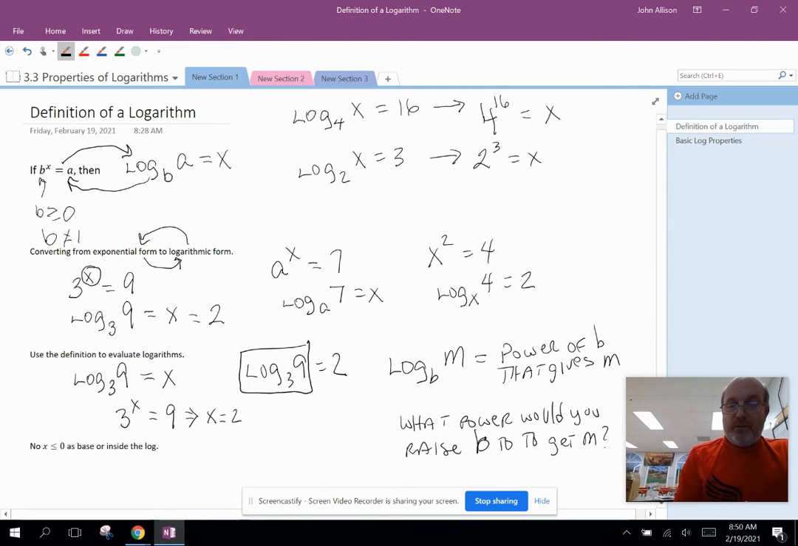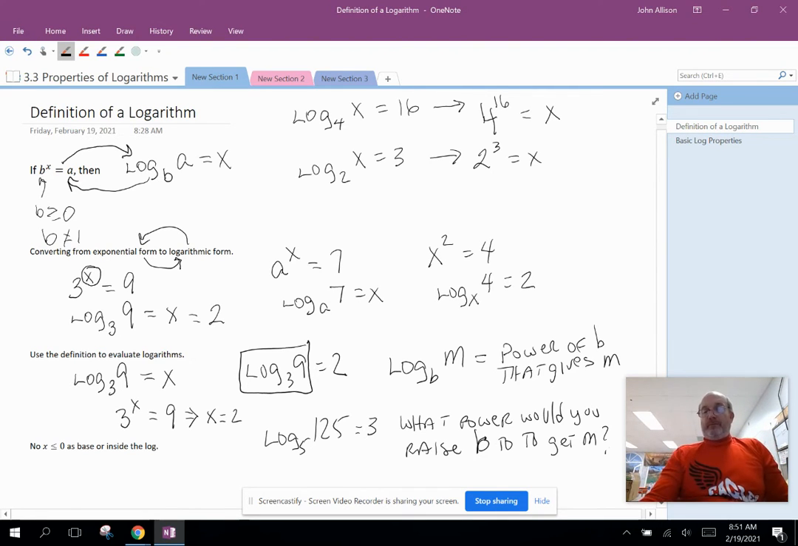That's the question you ask yourself when you're evaluating a logarithm. We have log base 5 of 125. You're saying, what power of 5 gives me 125? Well, 5 times 5 is 25, times 5 is 125. So 5 to the third power is equal to 125, and that's 3.